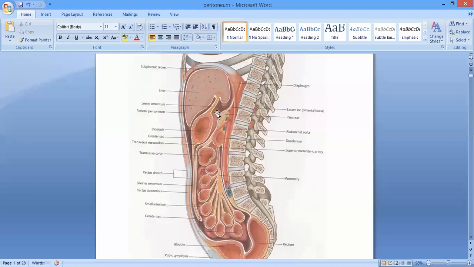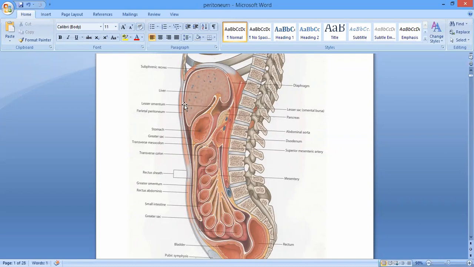Is it clear? Now, as far as the peritoneal cavity is concerned, I told you what it is: the largest cavity in the body. It extends from the diaphragm down into the pelvis. Your thoracic cavity is comparatively smaller. The pericardial cavity is much smaller. So the peritoneal cavity is the largest one.